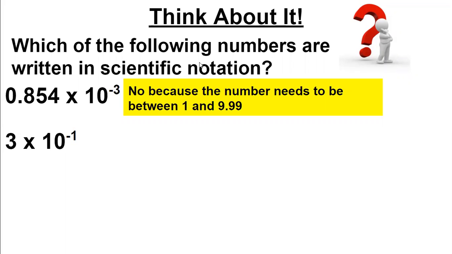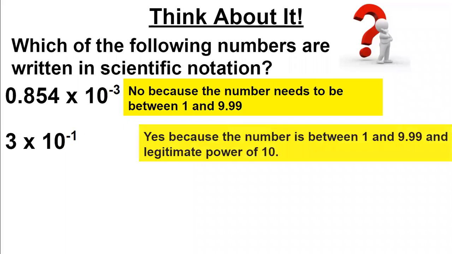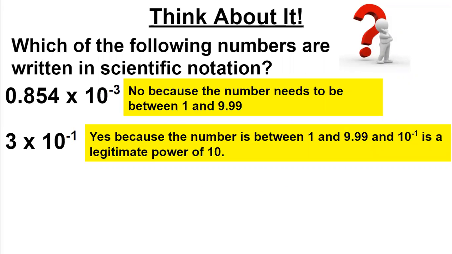So 3 times 10 to the negative 1, is that in scientific notation? You should say yes. Why do you say yes? Because the number is between 1 and 9.999, right? 3 is between that, and 10 to the negative 1 is a legitimate power of 10.